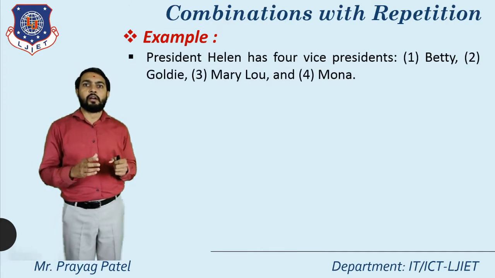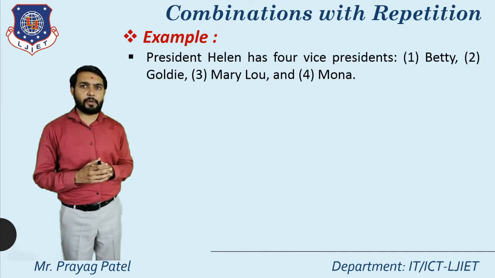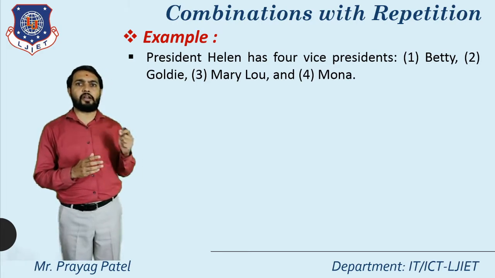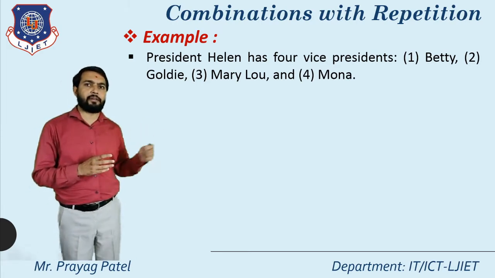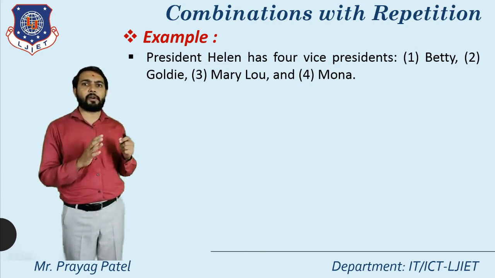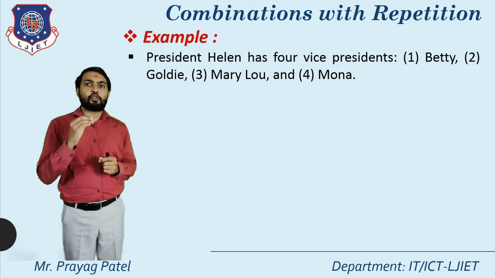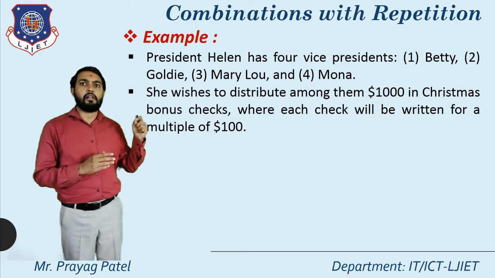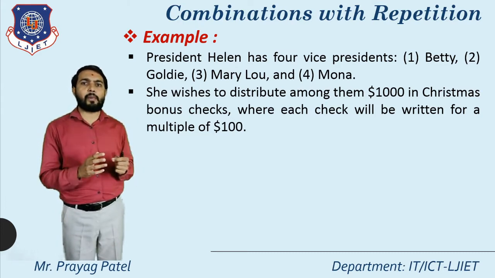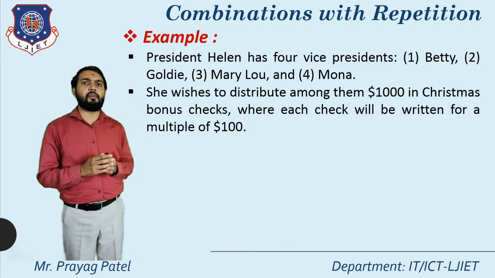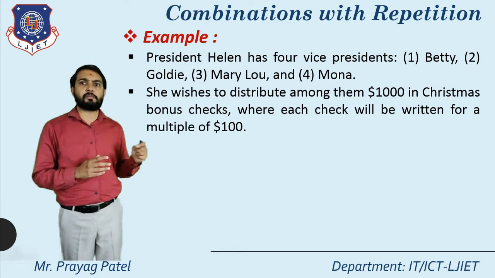Now see here another example of combinations with repetition. President Helen has 4 vice presidents. The number of vice presidents is 1, 2, 3 and 4, and the names are Betty, Goldie, Mary and Mona. So these 4 are the different vice presidents. So here the problem is like this: the president wants to distribute some amount between all the vice presidents. She wishes to distribute among them $1,000 in Christmas bonus checks.